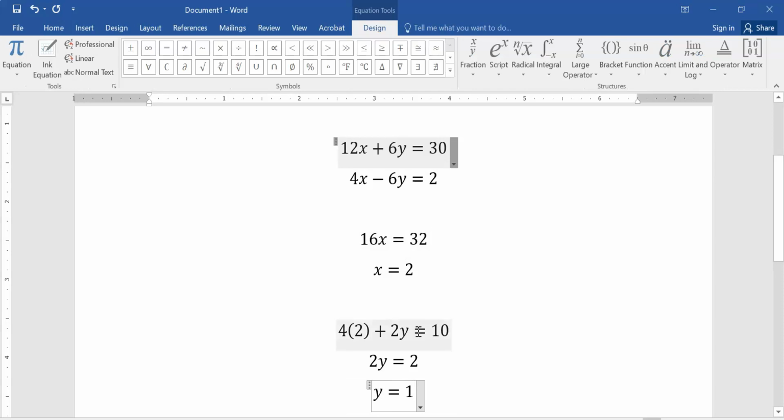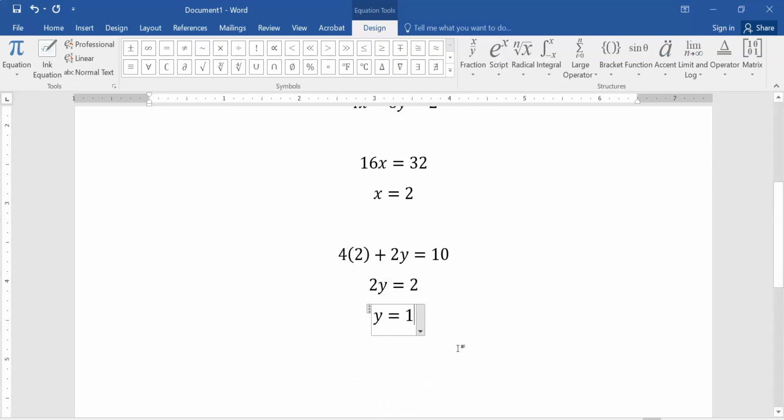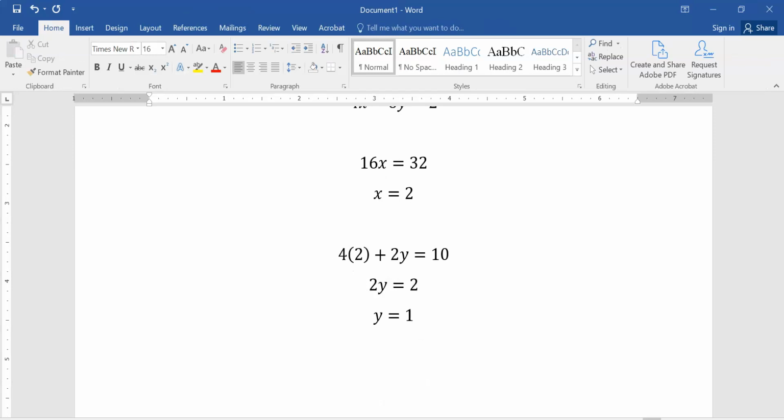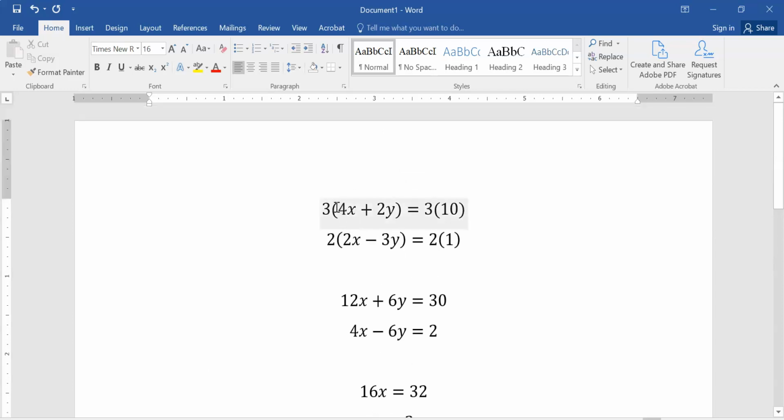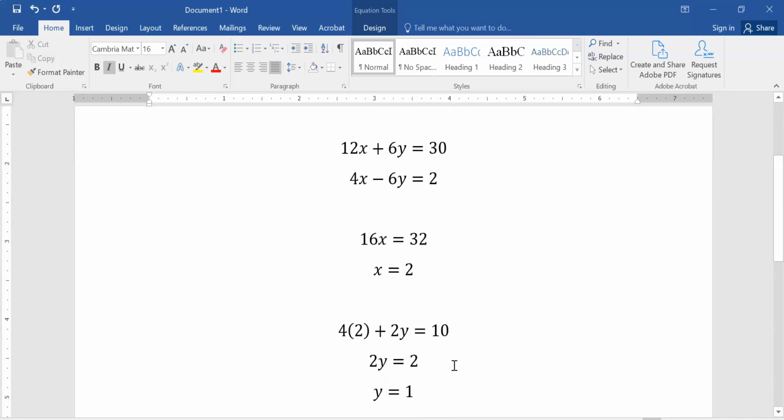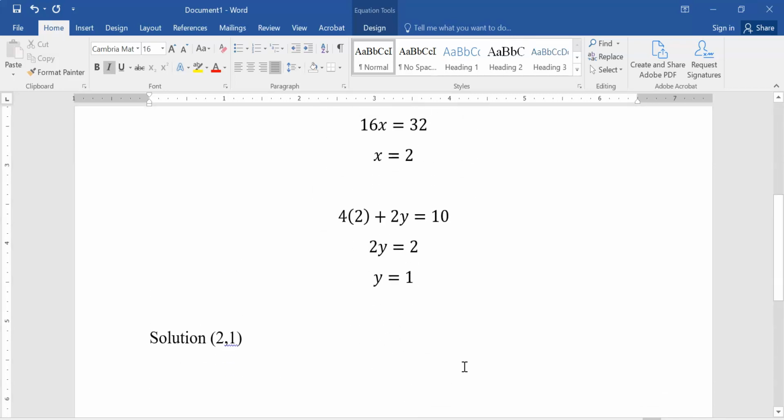Now it is just coincidence that my last 3 problems have had y equals 1. That obviously doesn't always happen. So my solution to this problem is the point 2, 1. And you can check that if you want. I haven't done this yet, but you can check that by plugging it back into our 2 original equations. If you plug in 2, 1 here and 2, 1 here, you should get true statements out of both equations. So that's the idea of elimination.